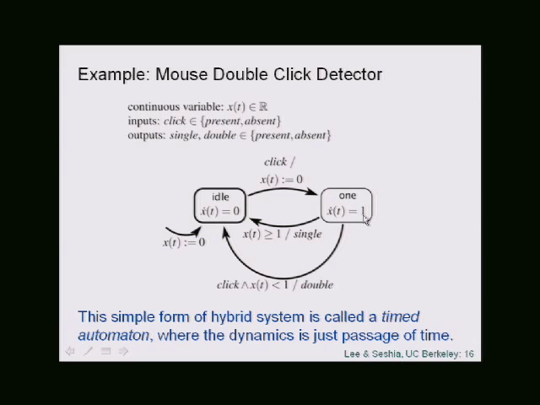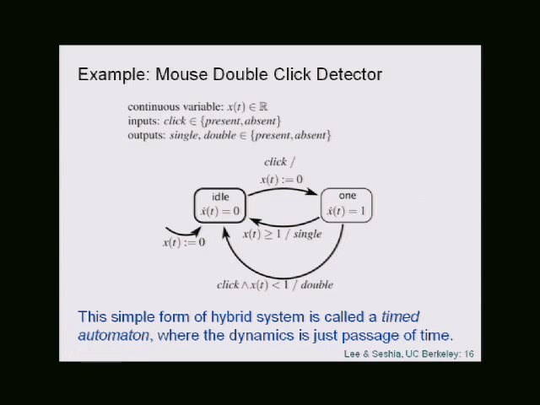And so the value of x at any instance is going to count the amount of time that's elapsed since you entered this mode. By the way, when we go from finite state machines to hybrid automata, the bubbles will be called modes rather than states. Because the state of the system is really not just the bubble, but also the value of the continuous variable.